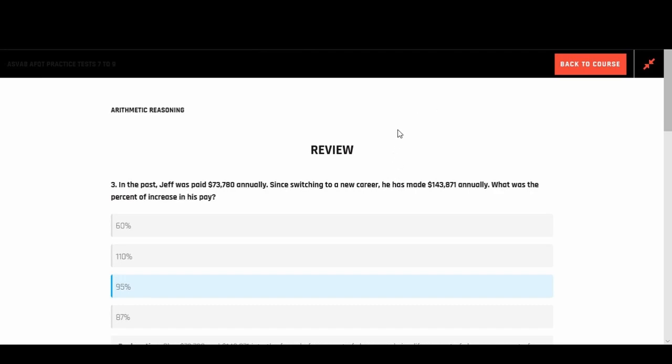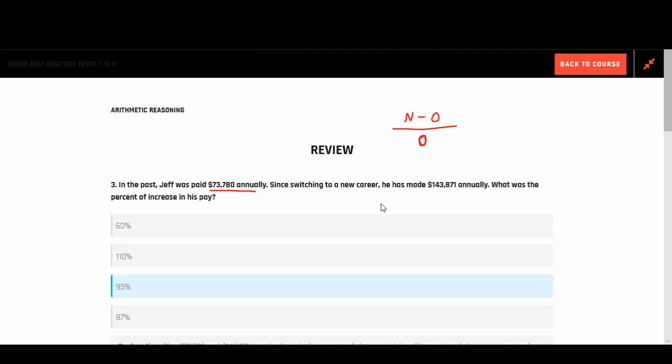On the ASVAB, you're going to be asked to find percent increases and decreases, and I like to remember it this way. You always put it over the original, and you do big minus small over original, okay? And just to keep it the same, we're going to do new salary minus original salary over original. That's going to give you the percentage increase. So again, always the original number in the denominator, and then big minus small, okay?